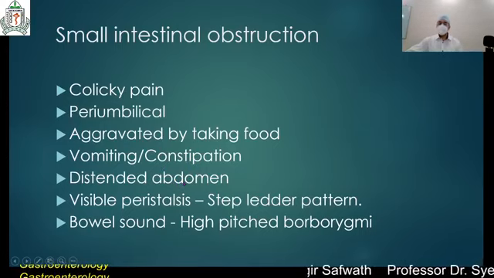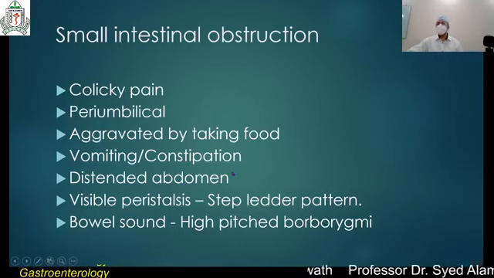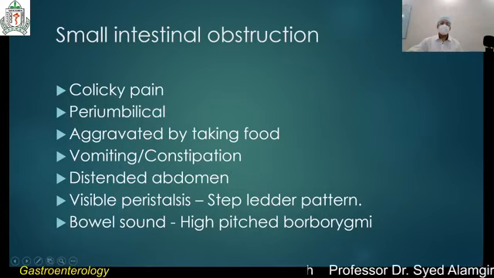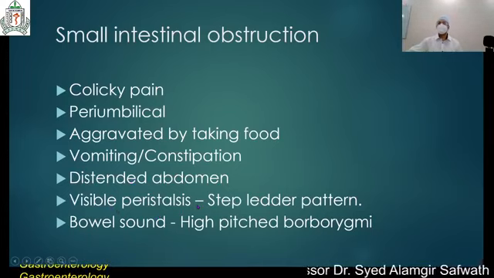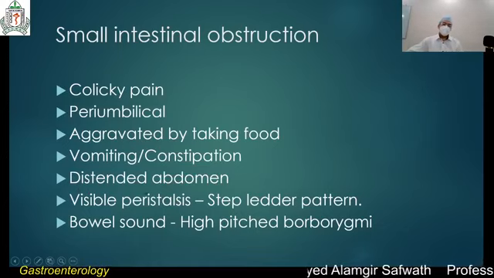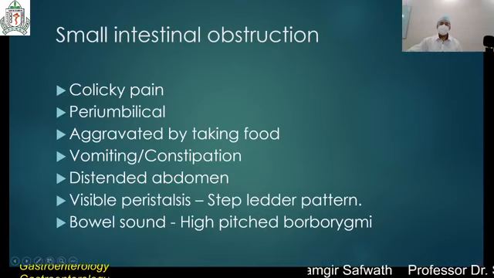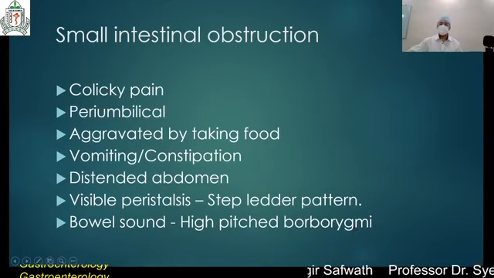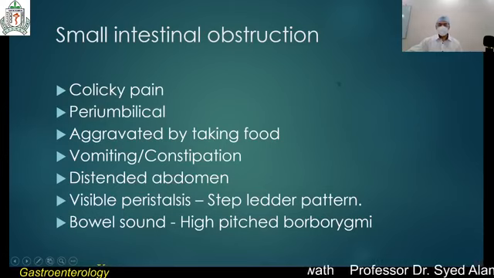The abdomen gradually becomes distended as there is obstruction and the patient is unable to pass fecal matter at regular intervals. So there is gradual abdominal distension. If you examine the patient, you might see some visible peristalsis, and these peristalses are at the center of the abdomen. In other words, it is known as stepladder pattern of peristalsis. So you should always search for visible peristalsis. And if you auscultate the patient, you will find high-pitched borborygmi sounds. So these are the features of small intestinal obstruction.